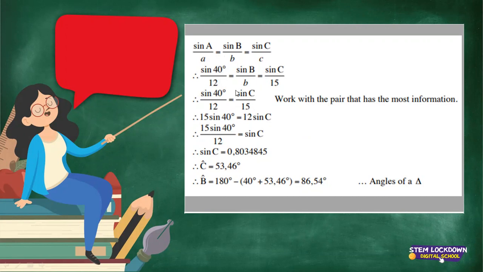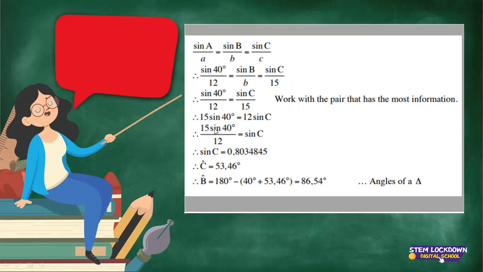Or you can do the reverse. You can say 12 over sine 40 equals 15 over sine C, and then you cross multiply. So 12 times sine C gives you 12 sine C, and 15 times sine 40 gives you 15 sine 40. Then with your calculator, you divide both sides by 12. So sine C equals 15 sine 40 divided by 12.